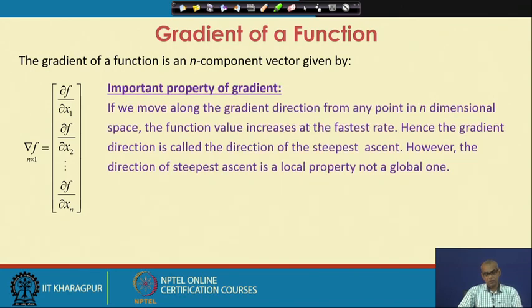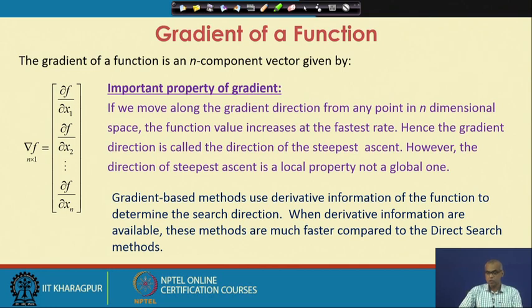Now, there is an important property of gradient. If we move along the gradient direction from any point in n dimensional space, the function value increases at the fastest rate. So, gradient always points to the direction in which the objective function value is changing at the fastest rate. Hence, the gradient direction is called the direction of the steepest ascent. However, the direction of steepest ascent is a local property and not a global property.